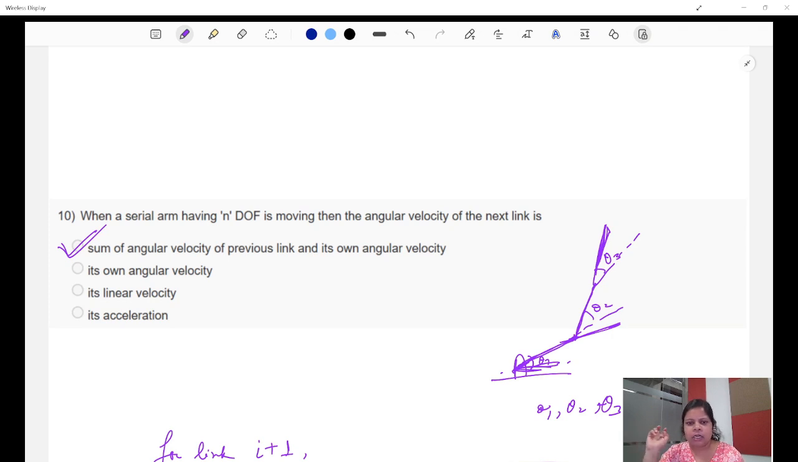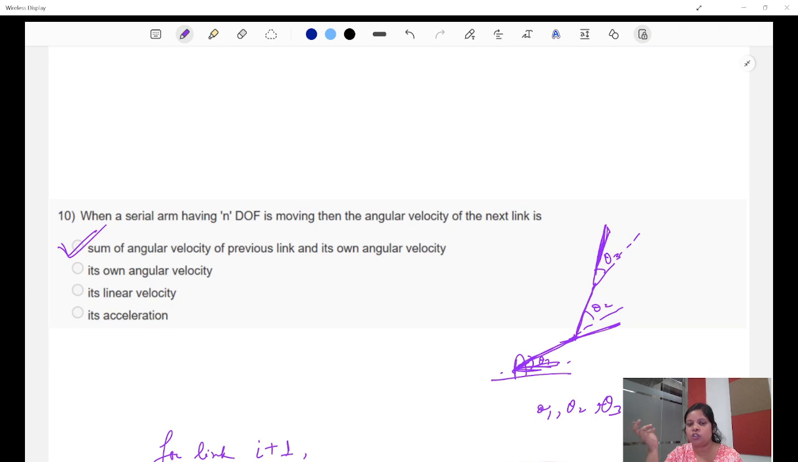Also, it is incorrect because the linear velocity term is incorrect, because angular velocity and linear velocity are different concepts, right? So linear velocity results from rotational motion but does not define rotation itself. Okay, so no. And then acceleration, it is incorrect because acceleration is the rate of change of velocity and not the velocity itself. So the angular velocity has to depend on some quantity, but what is it? It is the angular velocity of the previous link and its own angular velocity. It has nothing to do with linear velocity or acceleration, or just its own angular velocity, right?